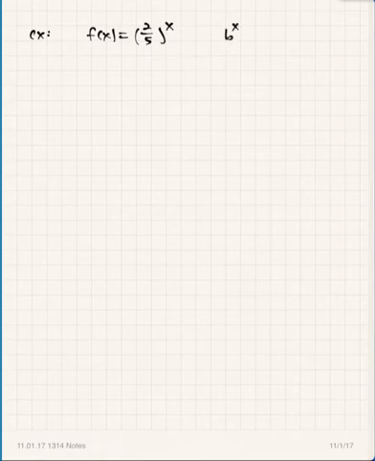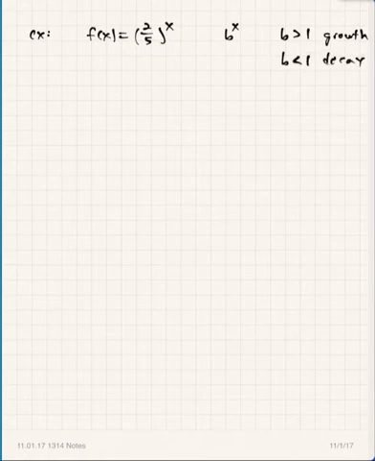But remember from the last page we've seen if b is greater than 1, you have growth. And if b is less than 1, you have decay. So in our problem, b is 2/5, which is less than 1. This should be a decay curve. Okay, so let's look at a few points here and verify that this is actually what we're going to get as a decay curve.